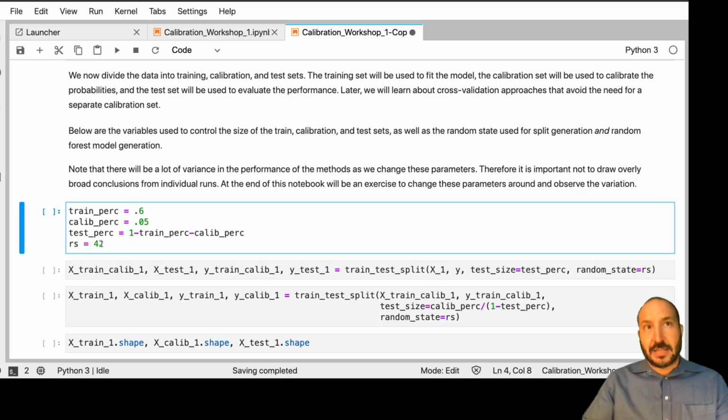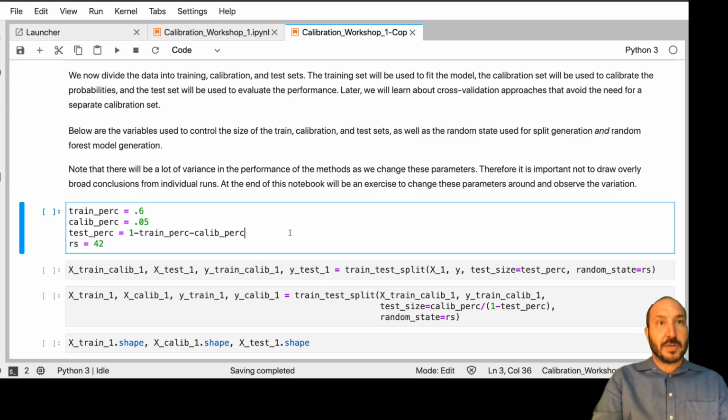One thing to note is that there's actually a lot of variance in performance between different train test splits. Just changing the random state, you might have one calibration technique do better than another. So you don't want to draw too many conclusions from individual runs. At the end, we're going to play around with running this over and over again and trying to observe what changes and what patterns you might see. But just something to keep in mind, don't say, hey, this model did better than this model on this run, so therefore it's better all the time. It's not quite that simple of a picture.